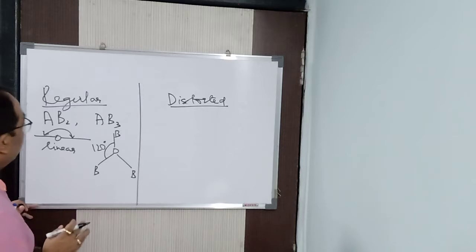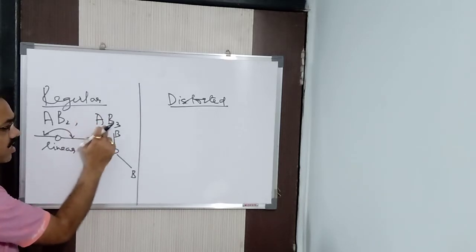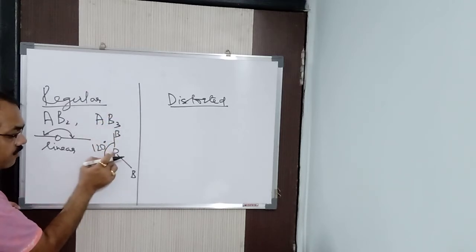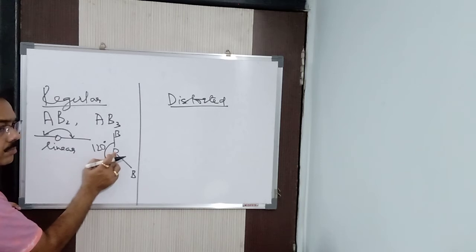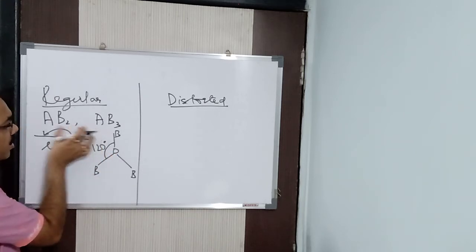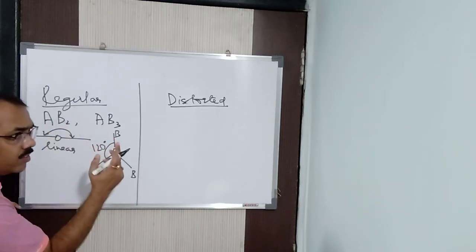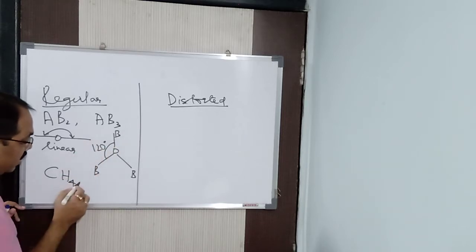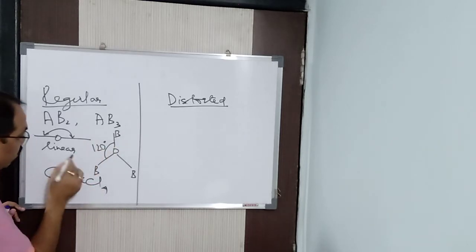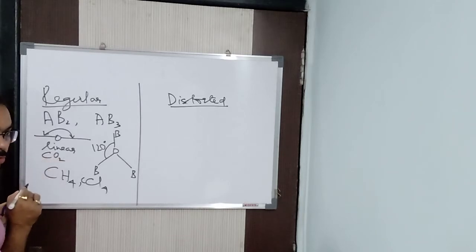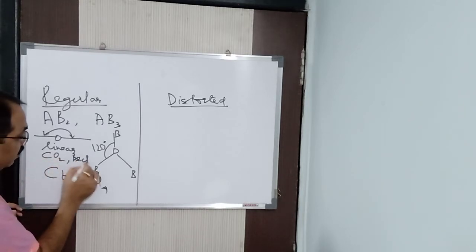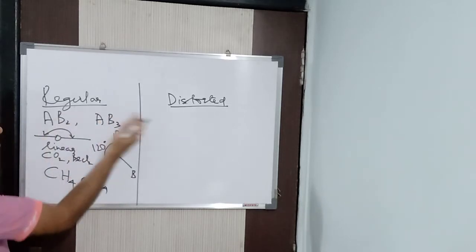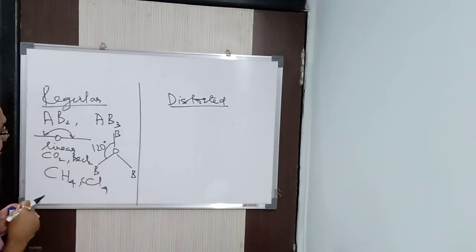Clear? A is the central atom and B is the surrounding atom. Understood? Here, B is nothing but the surrounding atom, which forms a bond pair with the central atom. So I said in case of regular geometry, we have a central atom and one kind of surrounding atom. For example, in case of tetrahedral, we can have CH4, CCl4, and in case of linear, CO2, BeCl2. Clear?